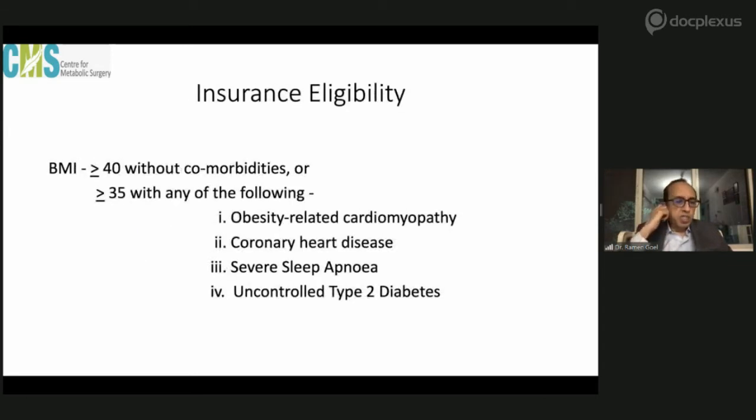For those physicians who want to know the insurance eligibility, if BMI is more than 40, then the patient can directly get the surgery done under the cashless route or reimbursement route. Or if BMI is more than 35 and they have one of these 4 comorbidities, that means if they have cardiomyopathy or coronary artery disease, heart disease, or severe sleep apnea, or if the patient has uncontrolled type 2 diabetes, then even with BMI more than 35, insurance companies usually pay comfortably.